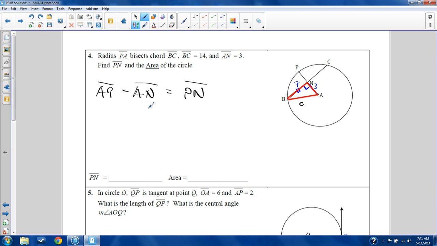So I have AN, which is 3. I need to find out what AP equals. AP equals AB because they're both radii. So if I find AB, then I find AP. If I find AP, then I can find PN.